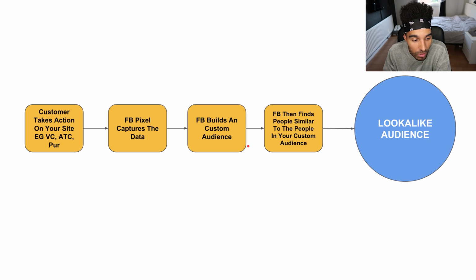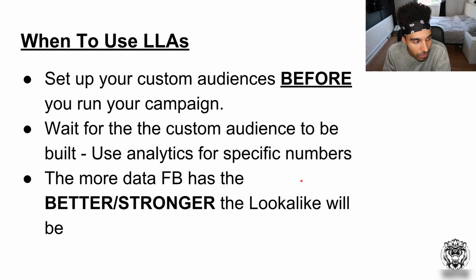Now then, obviously once you create a lookalike audience, Facebook can find similar people in that custom audience, and that will generate your lookalike audience. So that's how it works. This is the whole flow of the system, okay? Right from the customer taking the action, to the pixel capturing the data, to Facebook building a custom audience, and then creating your lookalike audience in these last two, okay?